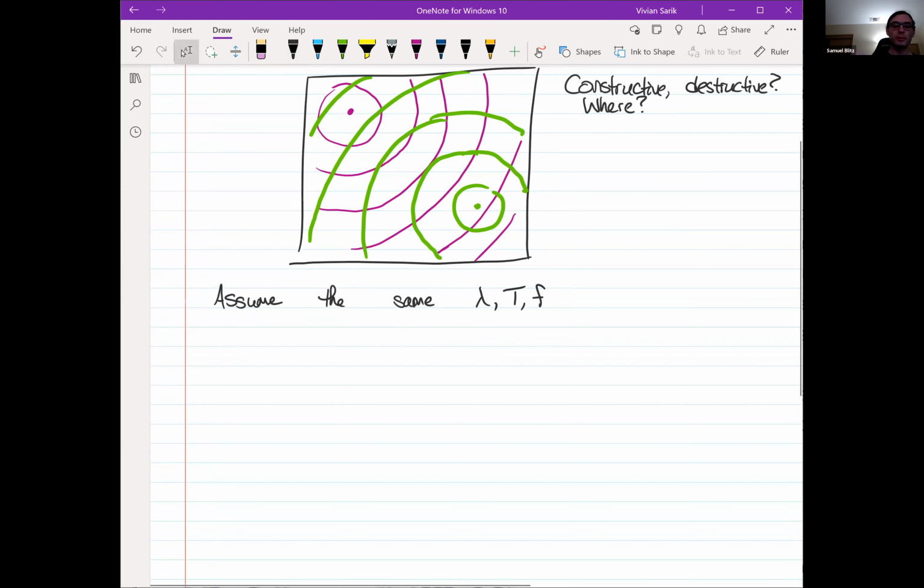And so to determine whether or not there's constructive and destructive interference and where those are, we're going to consider the overall phases. And we're going to do this in one dimension because really, it doesn't actually matter.